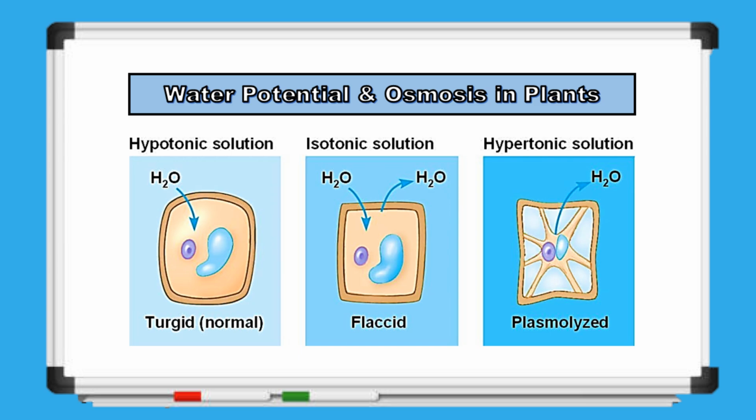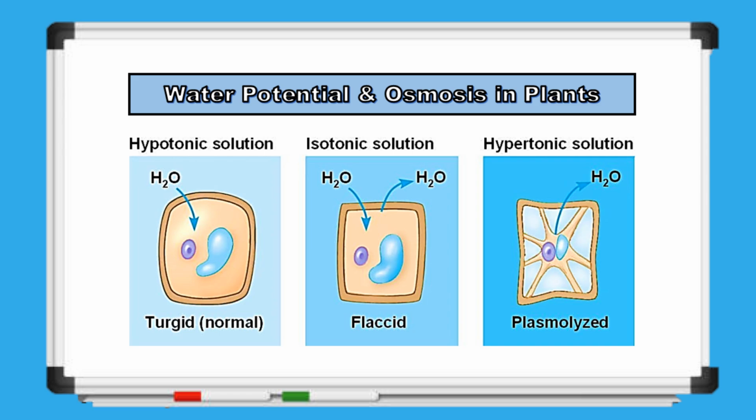In the middle, in an isotonic solution, the cell is flaccid, with water moving equally in and out of the cell, leading to no change in size or pressure. On the right, in a hypertonic solution, the plant cell is plasmolyzed, with water moving out of the cell, causing the cell membrane to pull away from the cell wall.